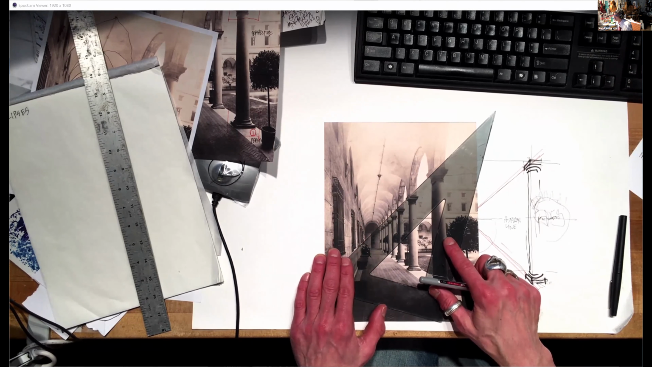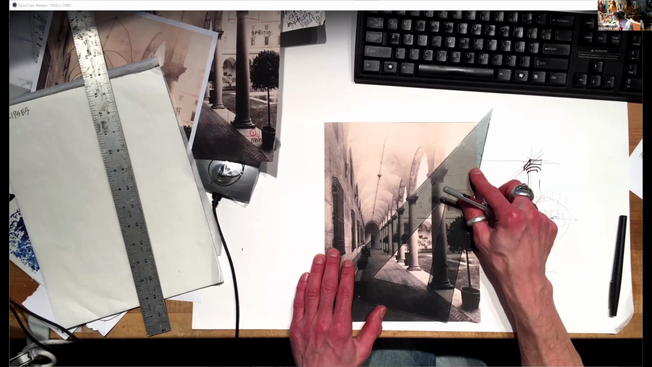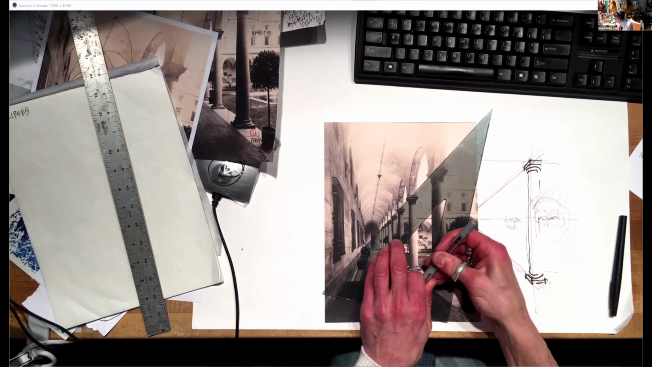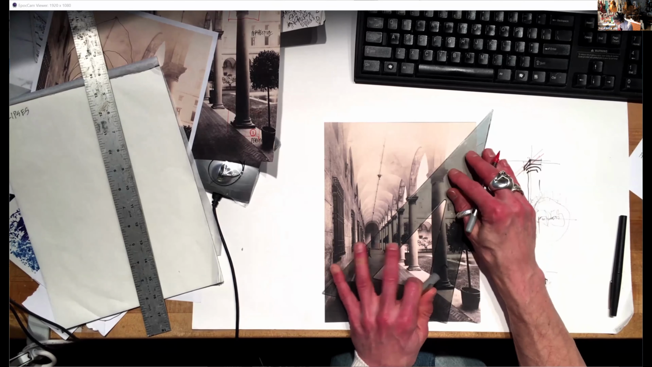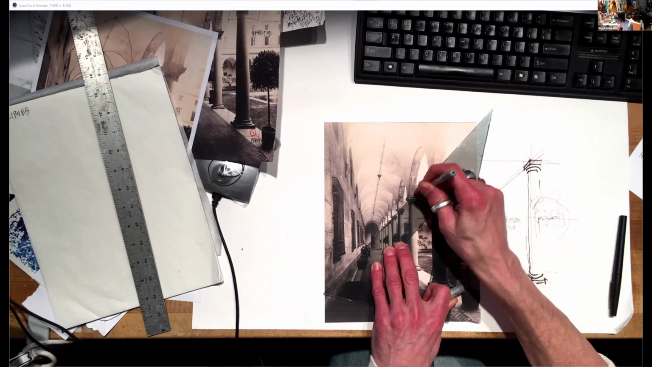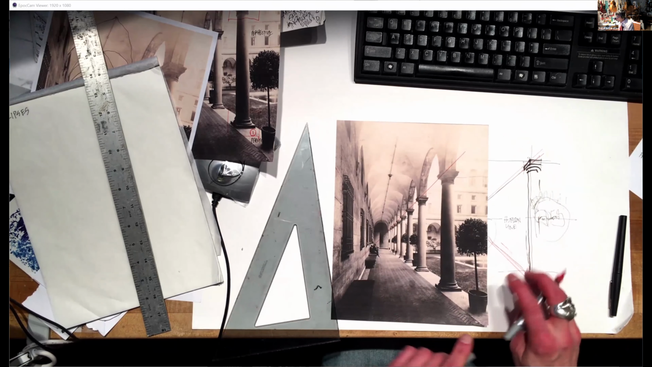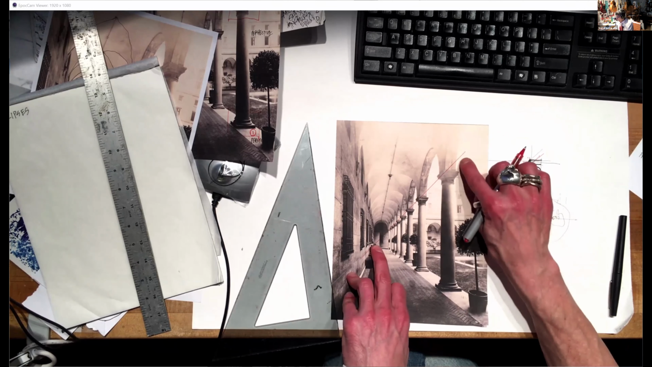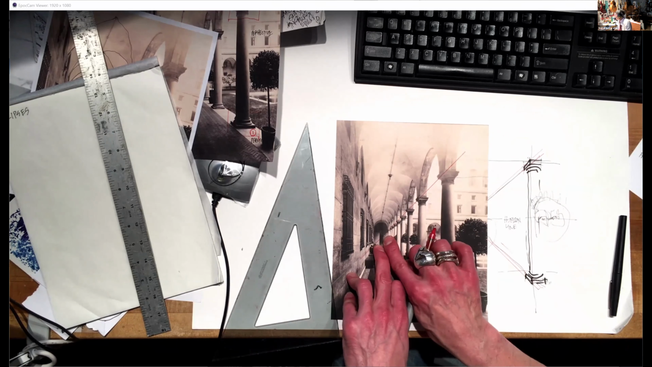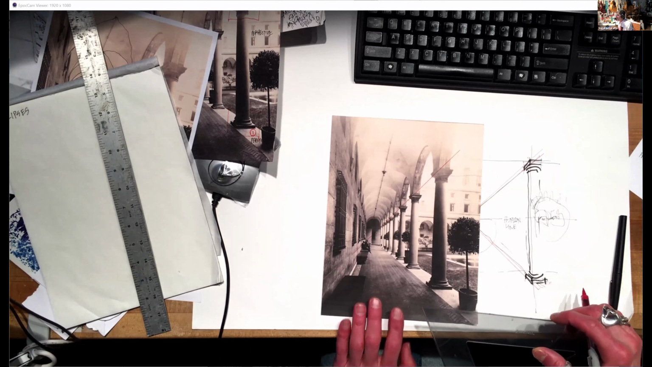I'm tracing the edge, in this case, the bottom edge of those capitals. The line that they form can be traced back to my picture plane. Now my horizon line, which I haven't identified yet.